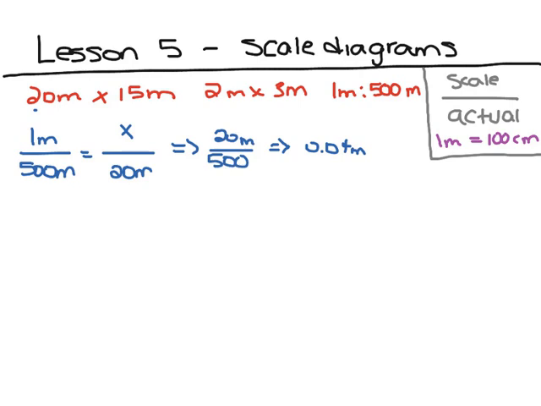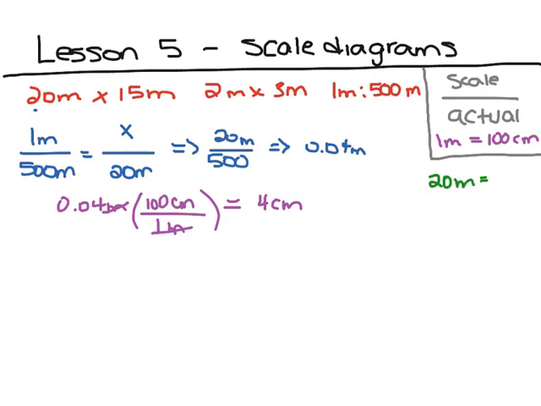So, to convert that, we know 100 centimeters is 1 meter. We know to set it up in this way because we want the meters to cancel each other out. So we're going to multiply. 0.04 times 100 is 4 centimeters. I'll just make a little list on the side. 20 meters is equal to 4 centimeters. Now we're going to convert the other values.